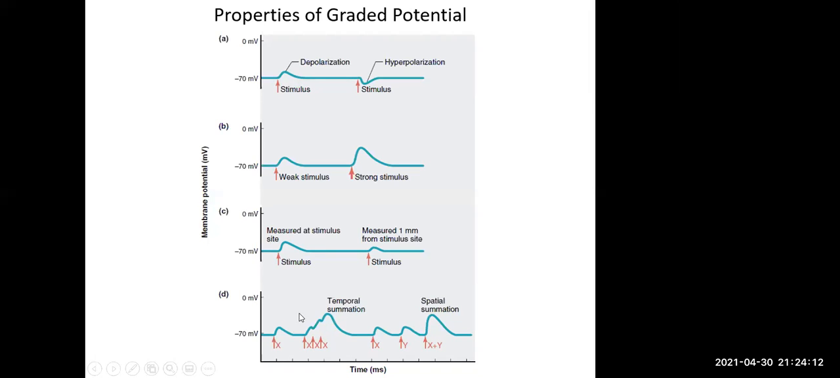Now, all this summation of the stimulus produces the local potential. If it reaches the threshold level, now what is the threshold level? In nerve tissue, the resting membrane potential is considered to be minus 70 millivolts. If there is a 15 millivolt change from the resting membrane potential, if you bring it to minus 55 millivolts, then it can produce an action potential. That 15 or 20 millivolt change will vary in different tissues.